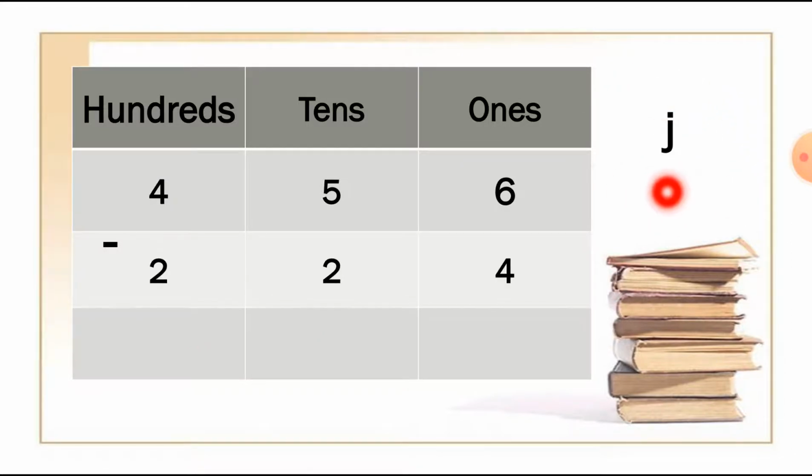Then sum number J, 456 minus 224. I repeat this, 456 minus 224. Let's start subtracting with the ones column. 6 minus 4 is equal to 2.